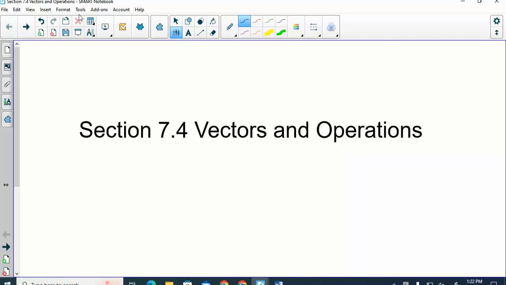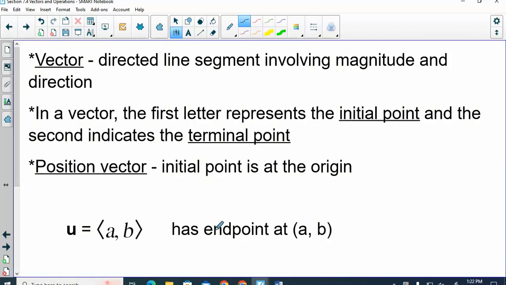Alright, so first, we have some new things. Have you guys ever encountered vectors, like in physics or anything possibly? So you may or may not have heard of them before. A vector is a directed line segment involving magnitude and direction.